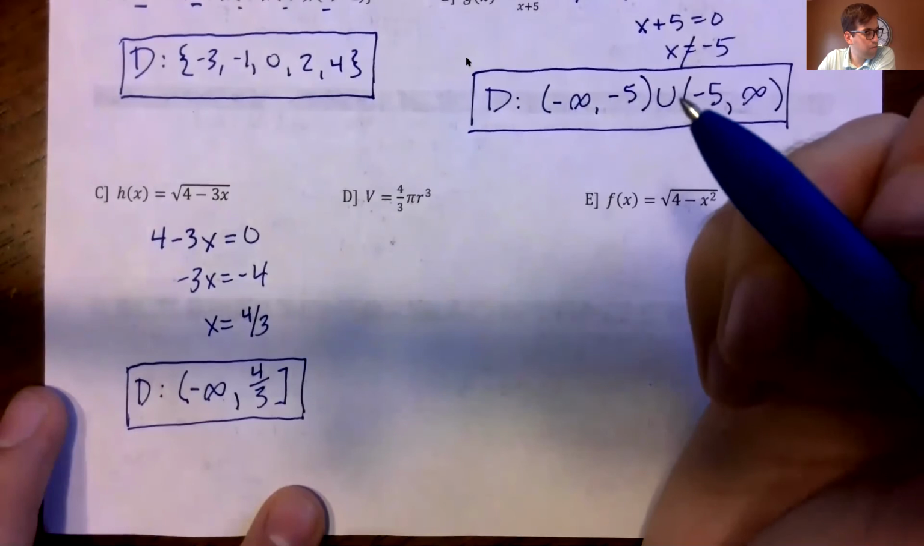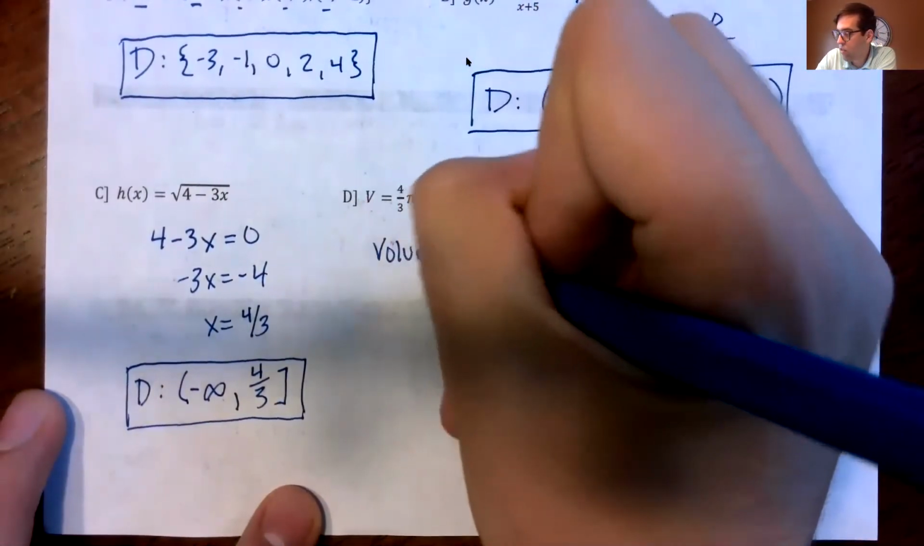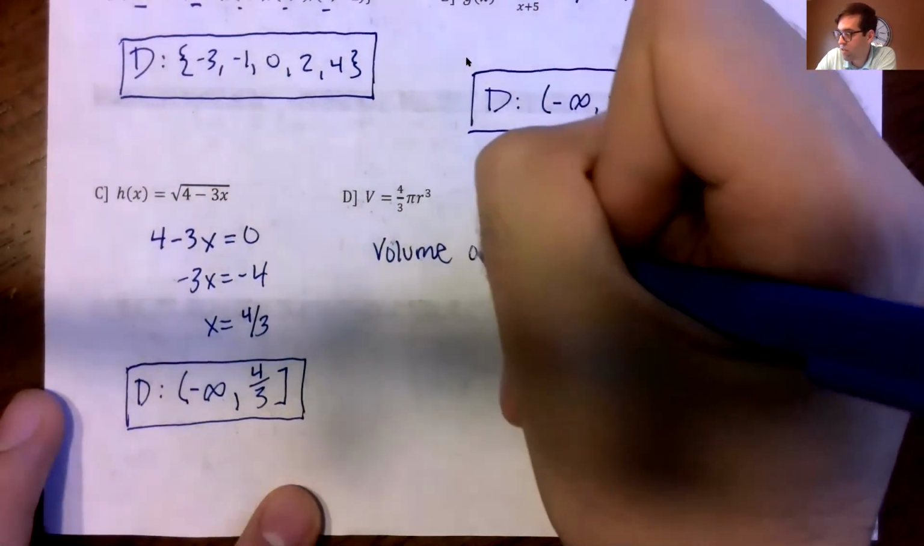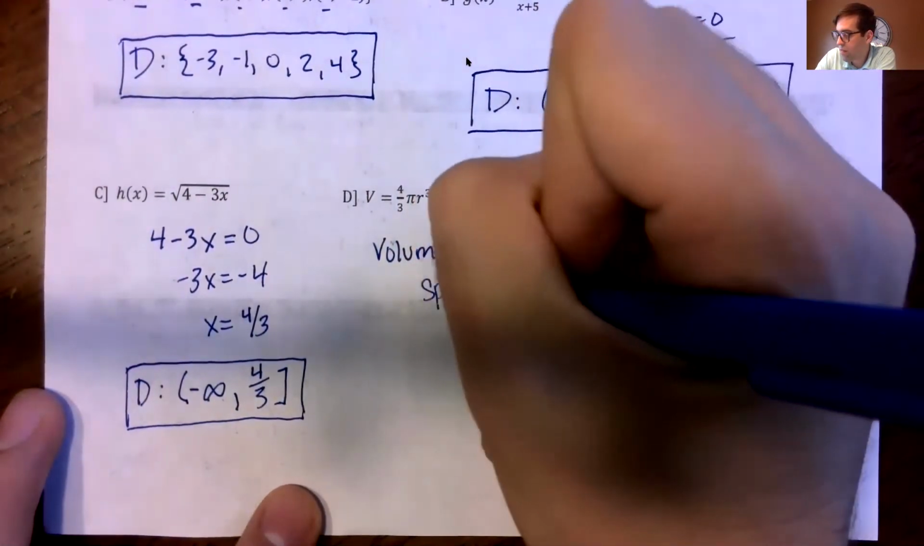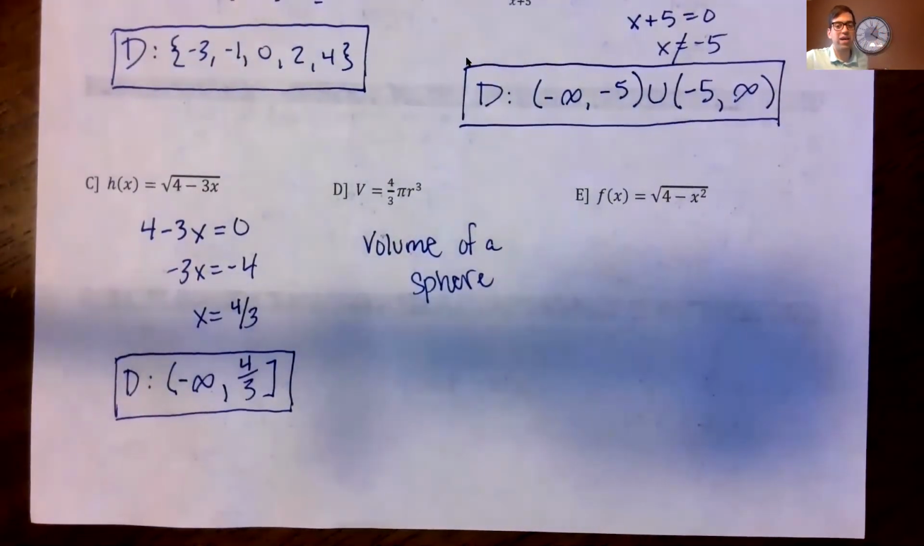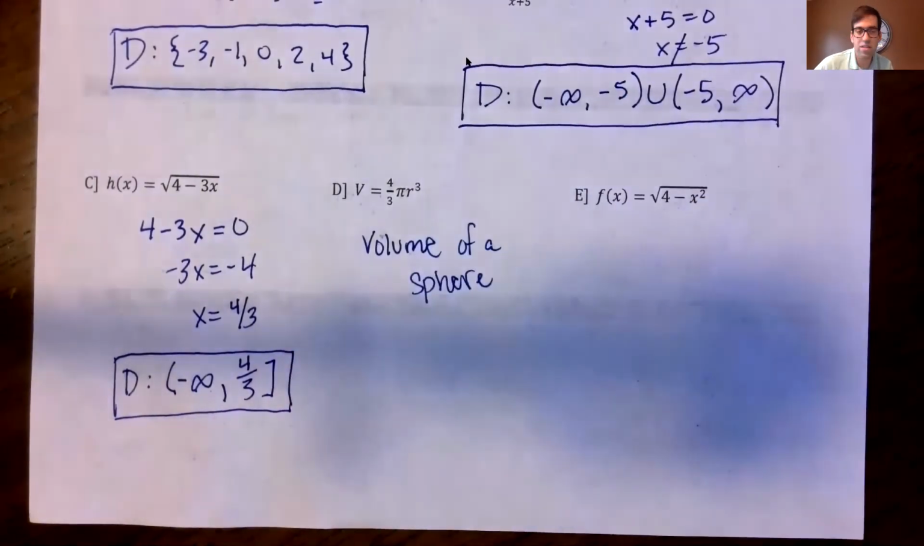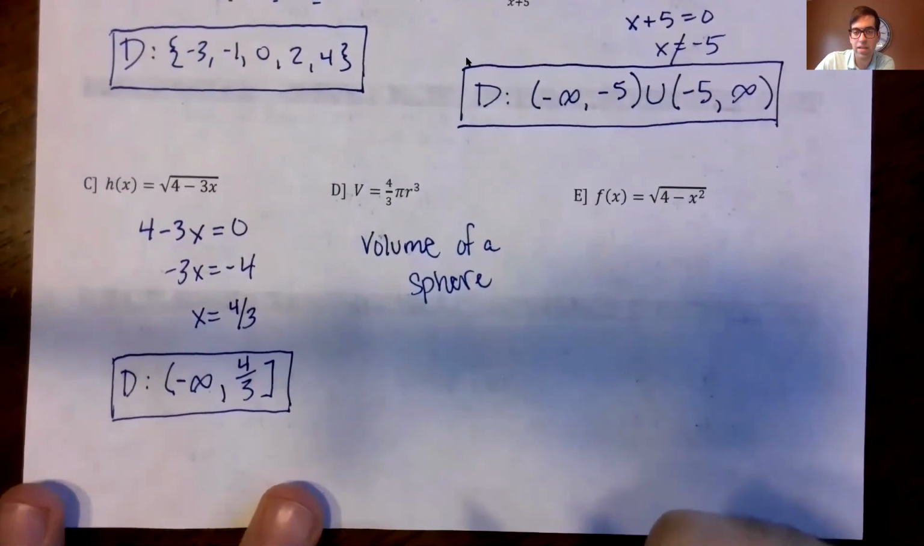All right, for letter D, this one's kind of a trick question. This might look familiar to you. This is a volume formula. 4/3 pi r cubed is the volume of a sphere. And so we've got to think about this. Can there be a limit to the r's that we can plug in here?